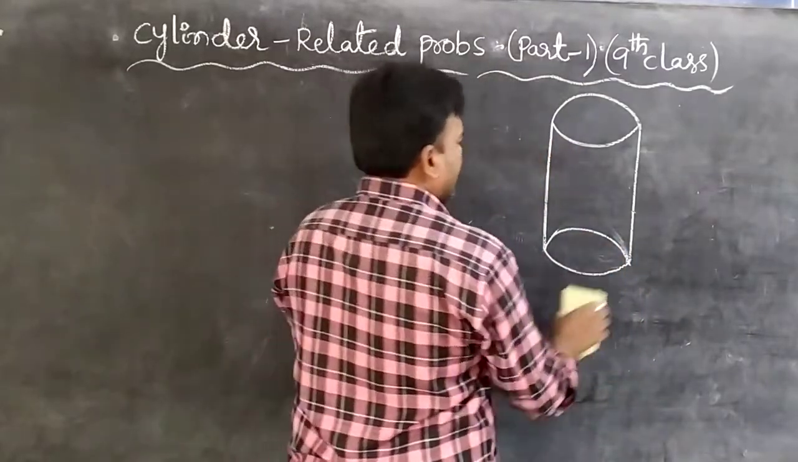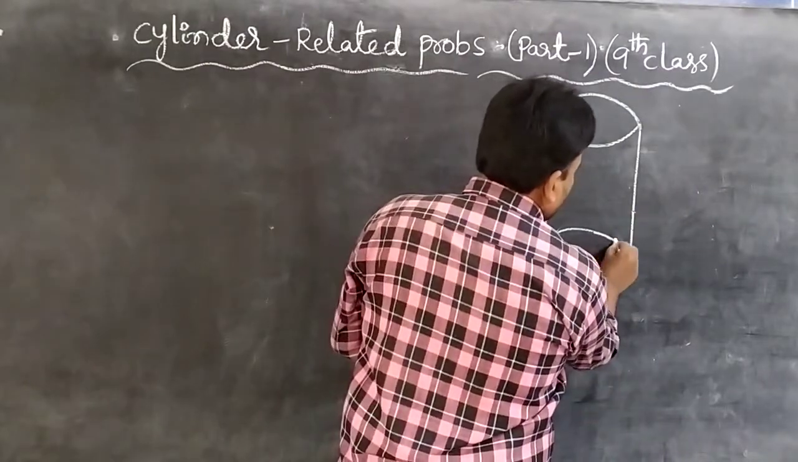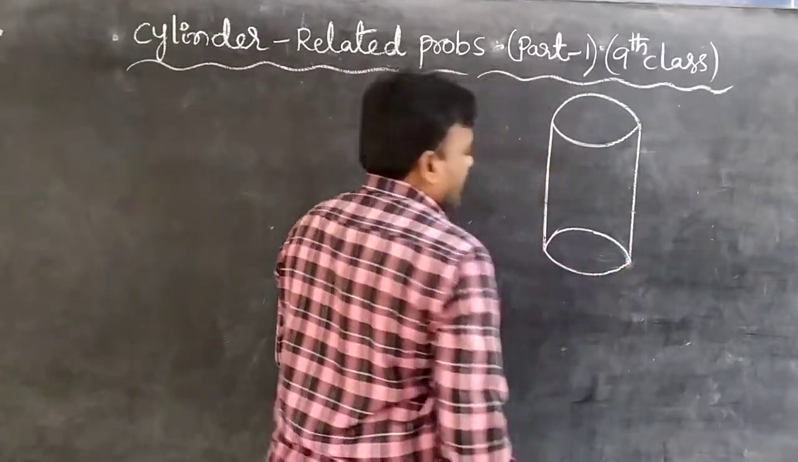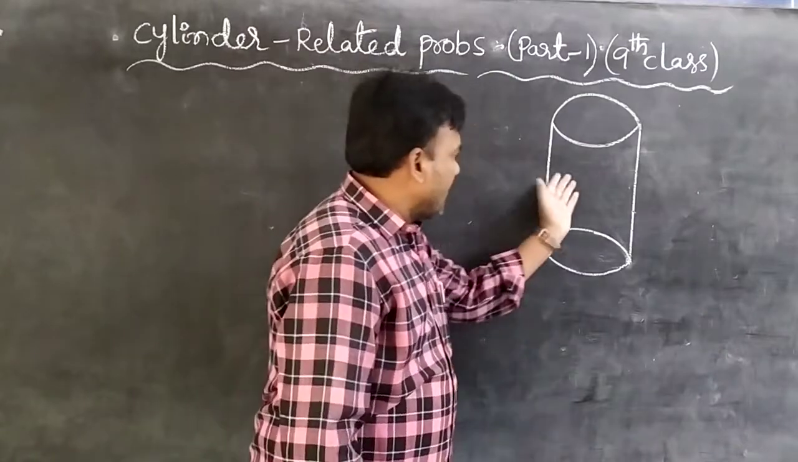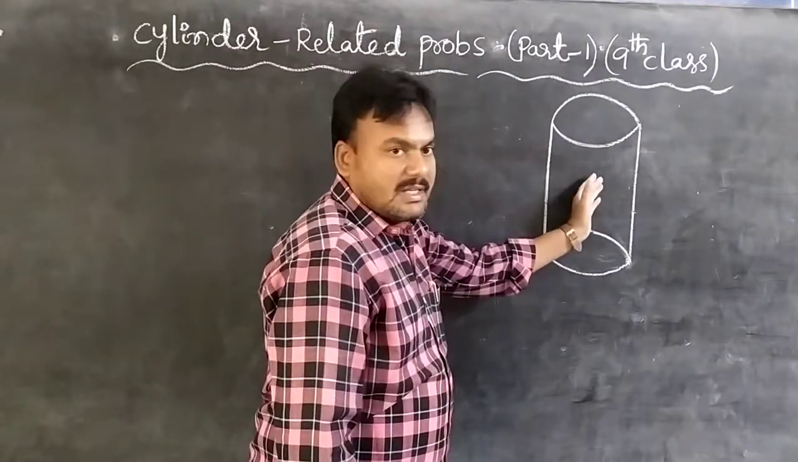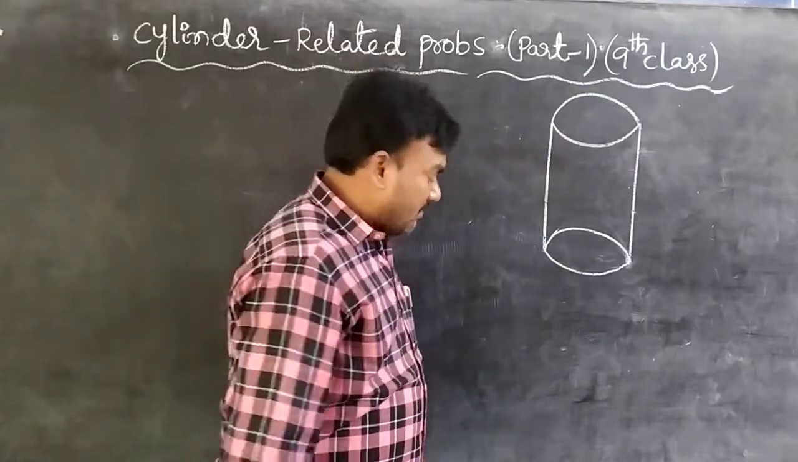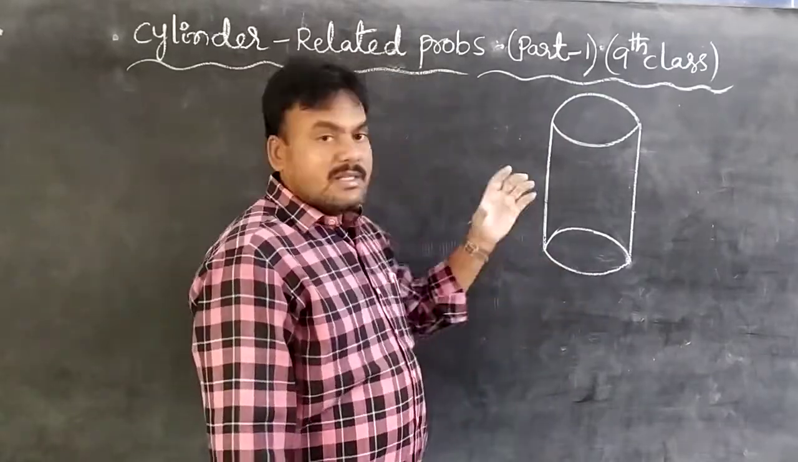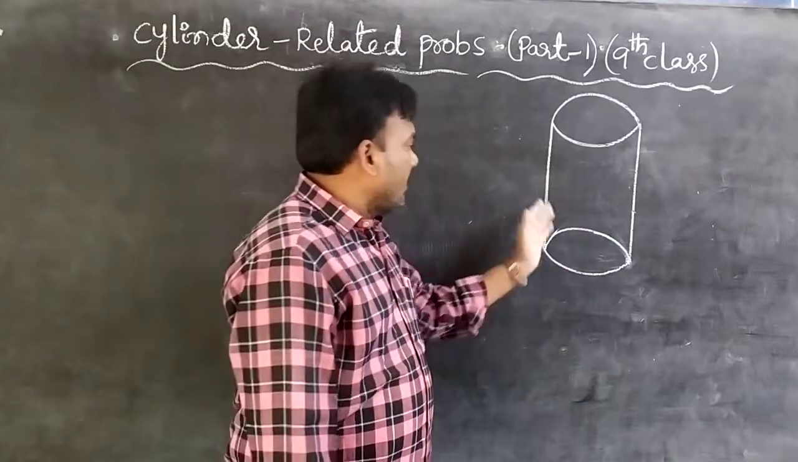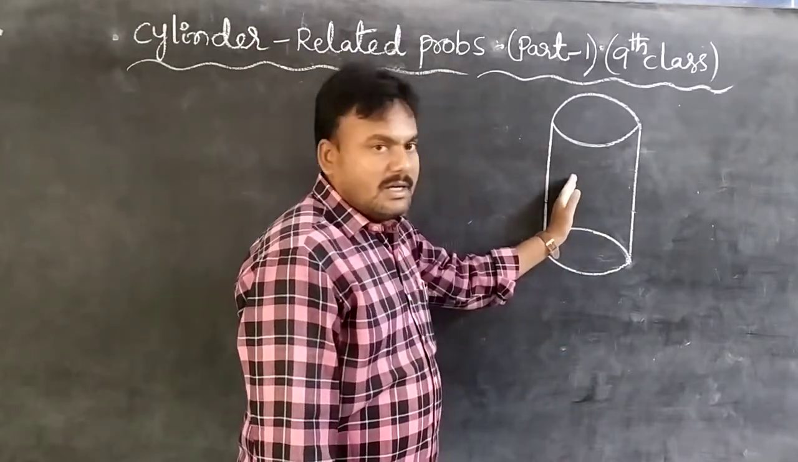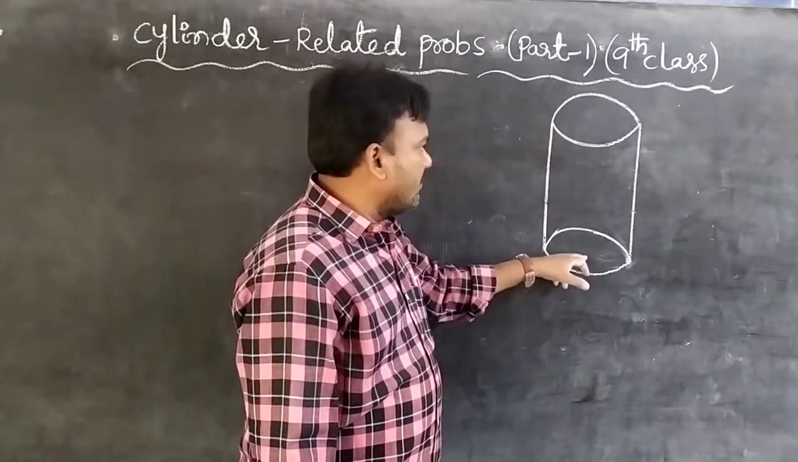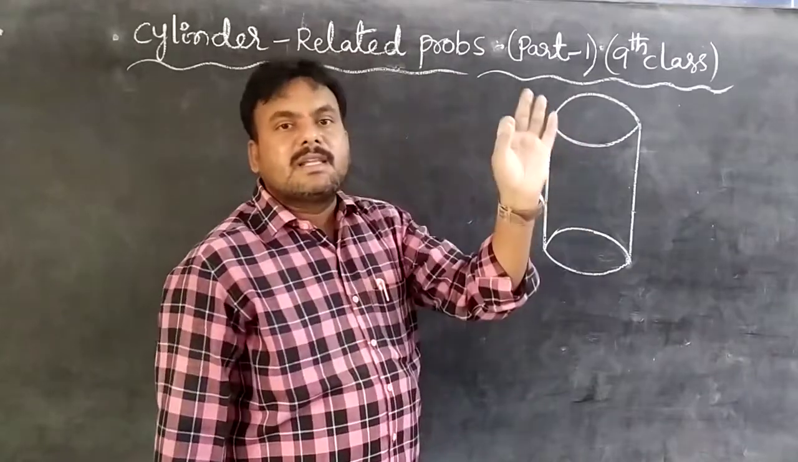Okay, friends, observe carefully here. A solid figure is made up of a curved surface in the middle and circular faces at the ends. That means a solid figure made up of one curved surface and two circular faces at both ends is called a cylinder.